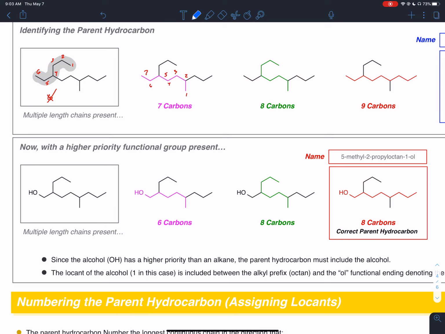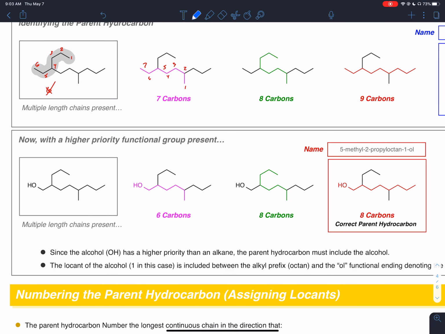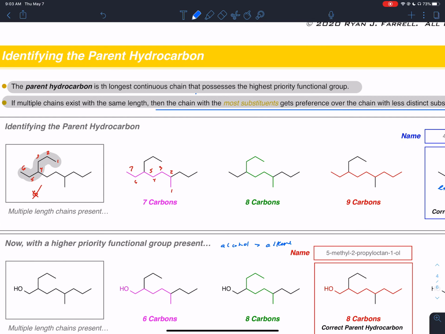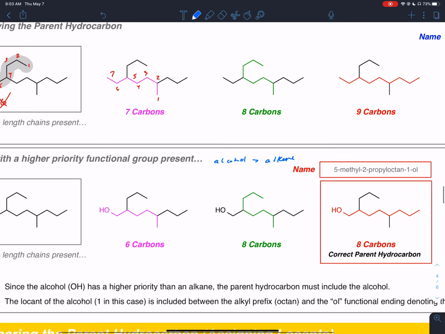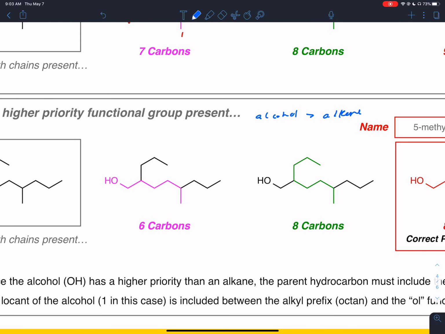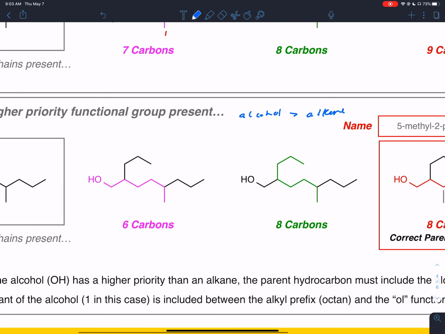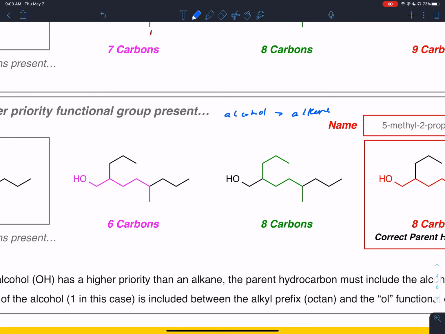Now, we're going to go over an example here. I've just altered the structure slightly, putting on an alcohol functional group. If you remember back to our video on functional group endings, the alcohol has a higher priority functional group ending than the alkane. And accordingly, remember, keep this in mind, the longest continuous chain must possess the highest priority functional group. So in pink here, we have a 6-carbon chain that possesses the alcohol. Notice how the alcohol has been colored there. We have an 8-carbon chain, but notice how this 8-carbon chain does not encompass the carbon directly bonded to the alcohol. We know that that definitely should not be the parent hydrocarbon.